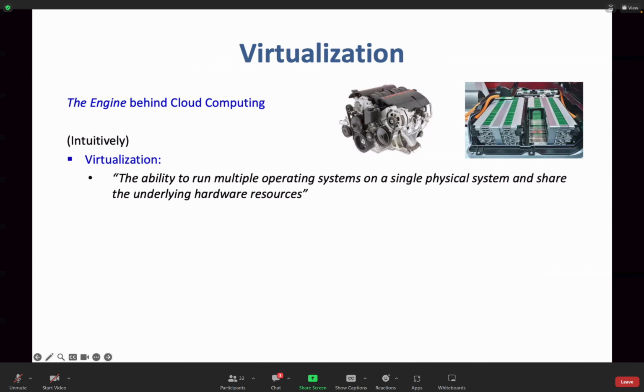It's not that each server is dedicated to a user whenever a user wants a virtual machine.